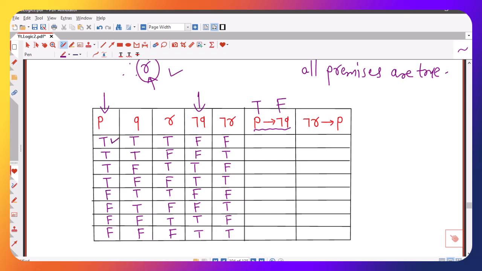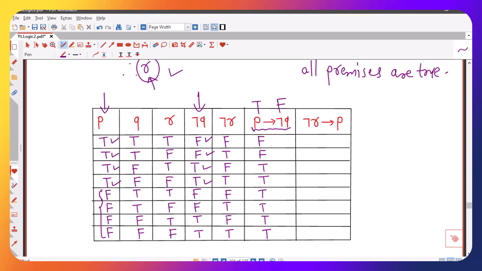So in the first row p is true and negation q is false, therefore the truth value is false. In the second row p is true, negation q is false, therefore we have false here. Here p and negation q both are true, therefore true. Same thing here, both are true. And in these last 4 cases p is false, so we don't have to worry about the truth value of negation q, we will simply write true here.